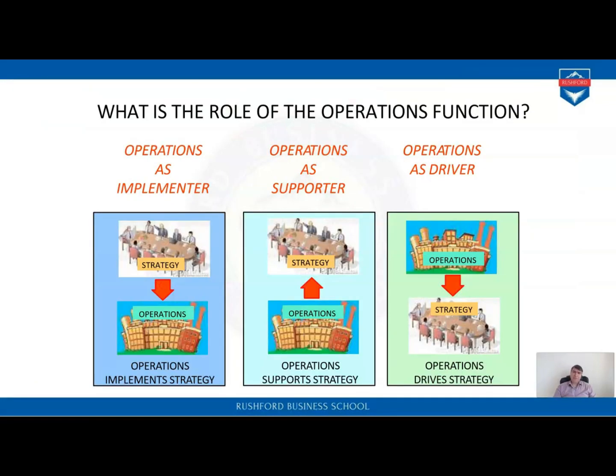So what is the role of the operations function? Operations as implementer: sometimes it is strategy. It's a corporate level strategy, then business level, and then operations strategy. Strategy comes first, and then operations implements strategy. The next type of operations function is a supporter. Operations actually supports strategy. But the third one is where operations drives strategy. Operations becomes very strategic, to drive your bigger picture and your strategy.